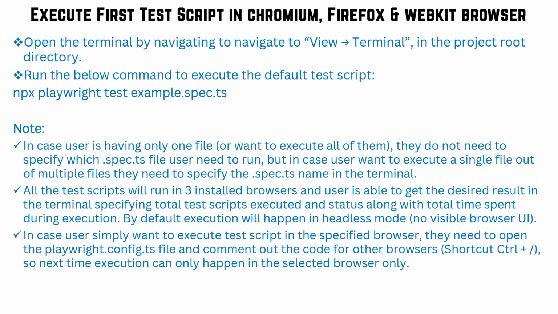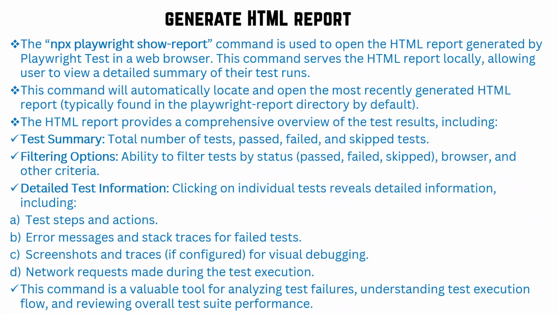Then we can open the terminal and run the command npx playwright test. Optionally, we can give the spec file name in case there are multiple files, if you want to run only one file, and automatically your execution will be done and you will get the desired result in the terminal itself. After that, if you want to see the report, you can run the command npx playwright show-report. It will give you a proper HTML report where you can get the test summary, different filtering options, test information, and whether any specific error is there or not.